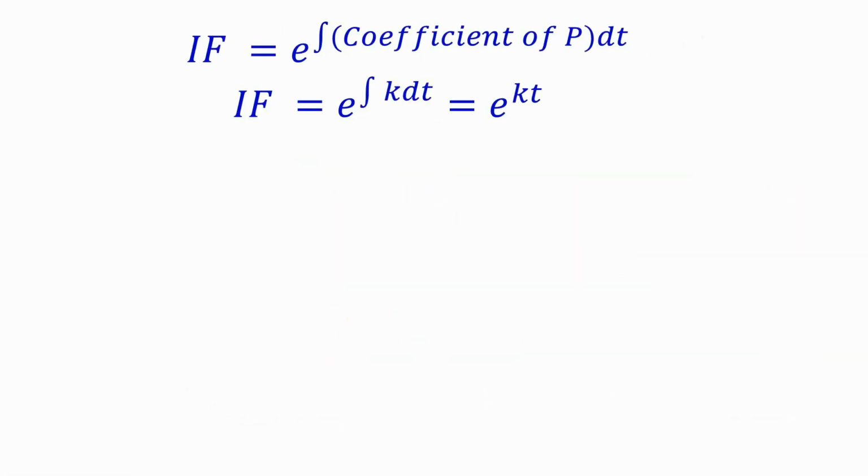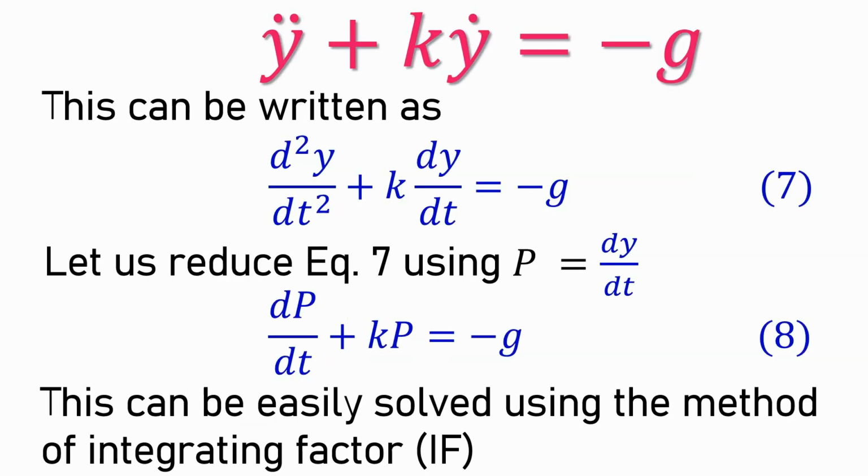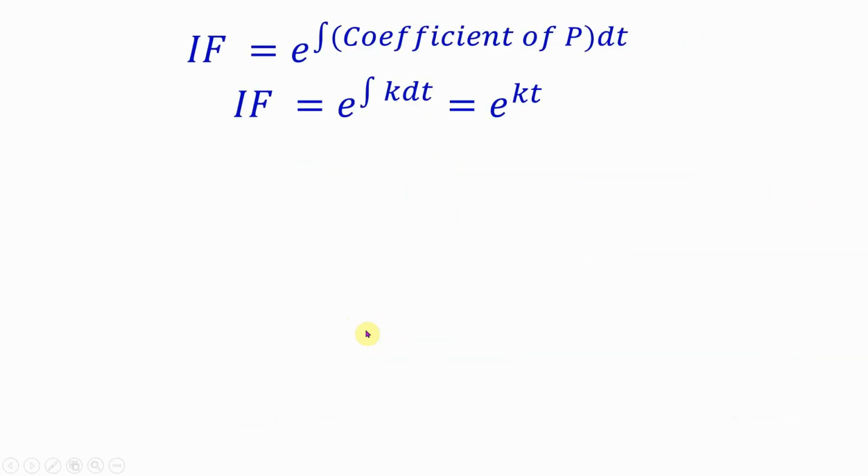Let's first of all capture our integrating factor. How do you get the integrating factor? We consider the coefficient of p here, which is k. So let's use that to get our integrating factor. The integrating factor is exponential of the integral of the coefficient of p dt. What is the coefficient of p? It is k. Then we have dt. If you integrate k, you have t. Then this will give us exponential kt.